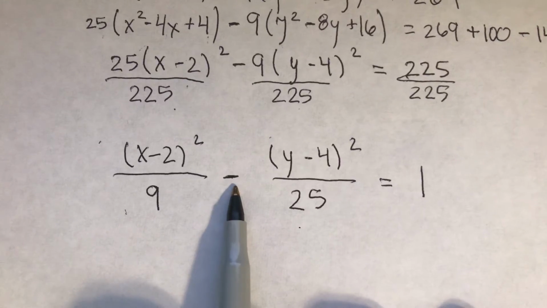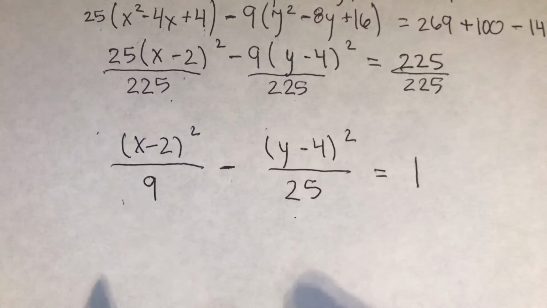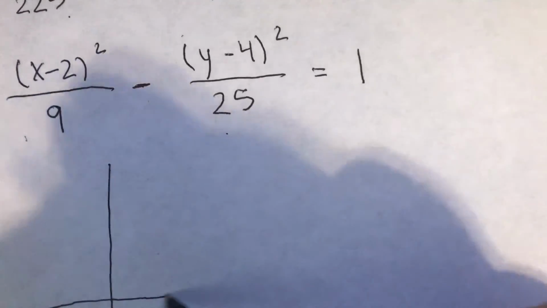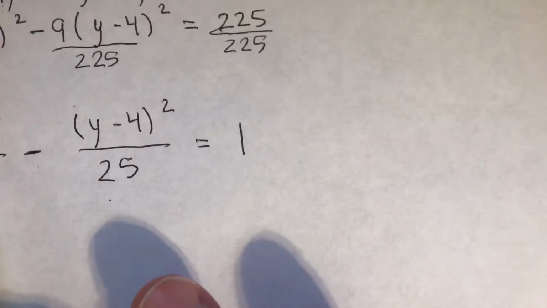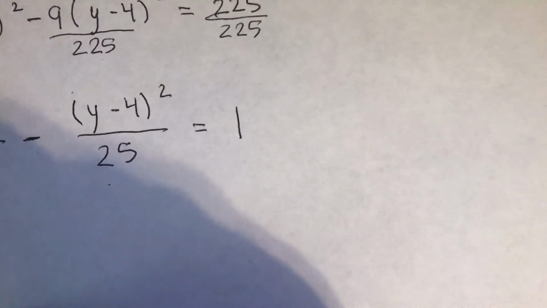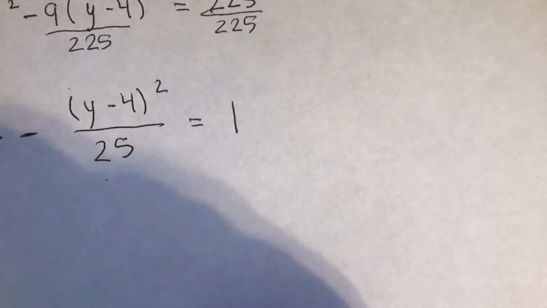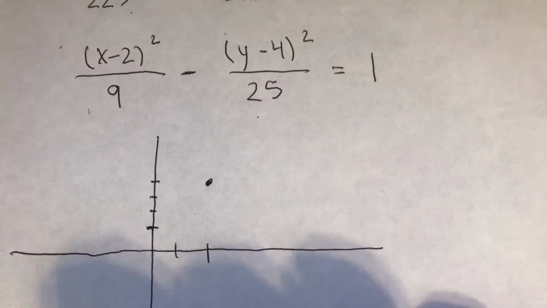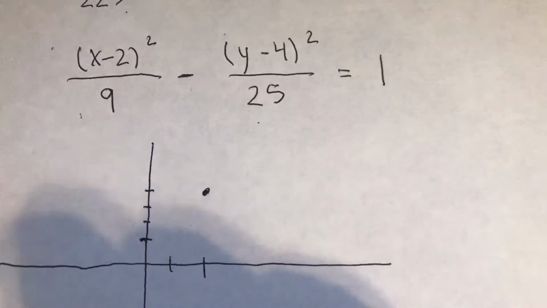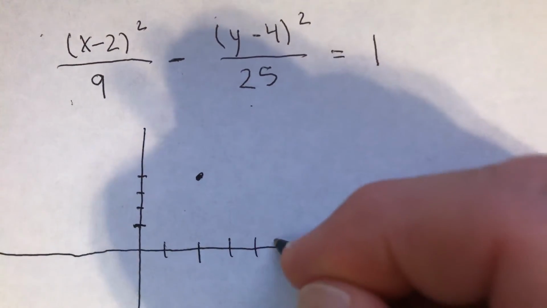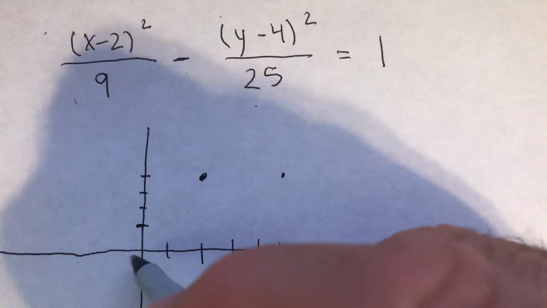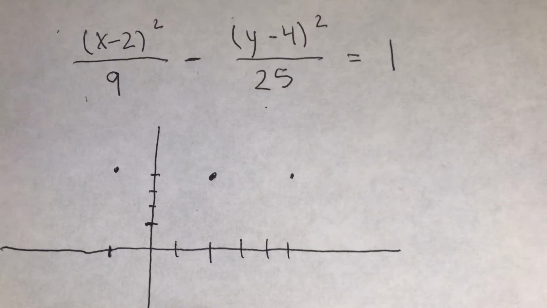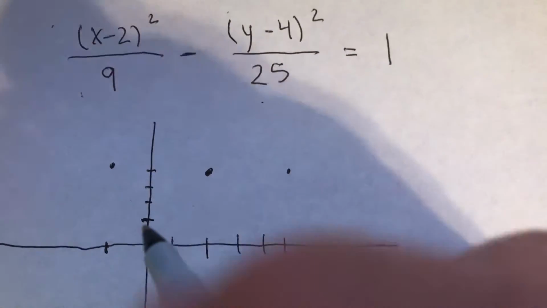It opens vertically. That means that it goes up and down. If you're going to graph this thing, it looks like this. The center is at 2, 4. There's the center of my hyperbola. Okay. What's the square root of 9? It's 3. Okay. What's the square root of 25? 5.